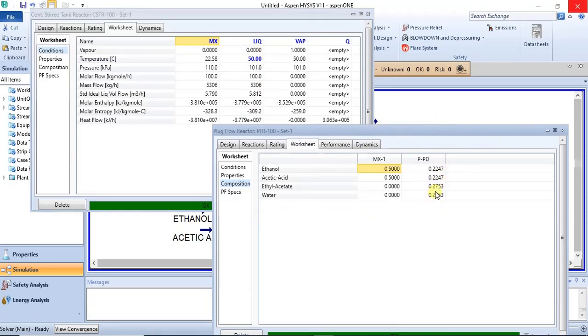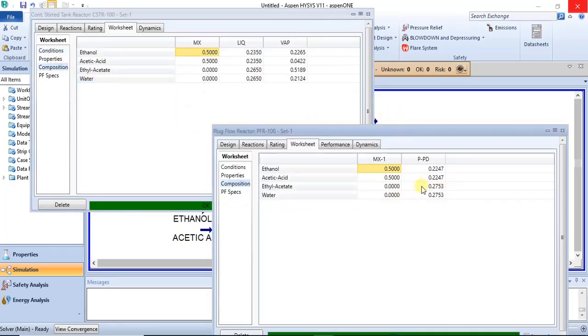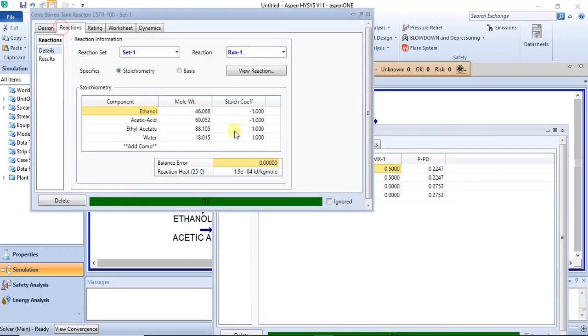So we have, I believe, more products formed in the PFR, because the composition of the PFR has 0.2753, right, for both products, while for the CSTR we have 0.265, meaning that the CSTR produces less amount of product. And you can also confirm that from the reaction section.